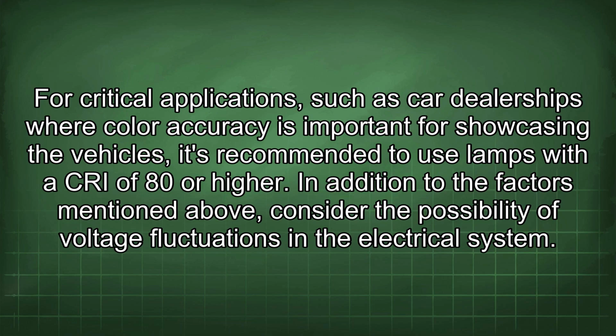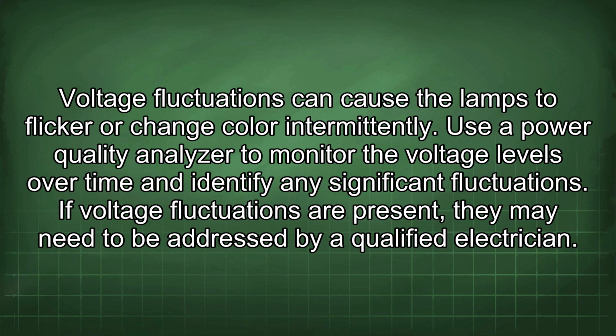In addition to the factors mentioned above, consider the possibility of voltage fluctuations in the electrical system. Voltage fluctuations can cause the lamps to flicker or change color intermittently. Use a power quality analyzer to monitor the voltage levels over time and identify any significant fluctuations. If voltage fluctuations are present, they may need to be addressed by a qualified electrician.